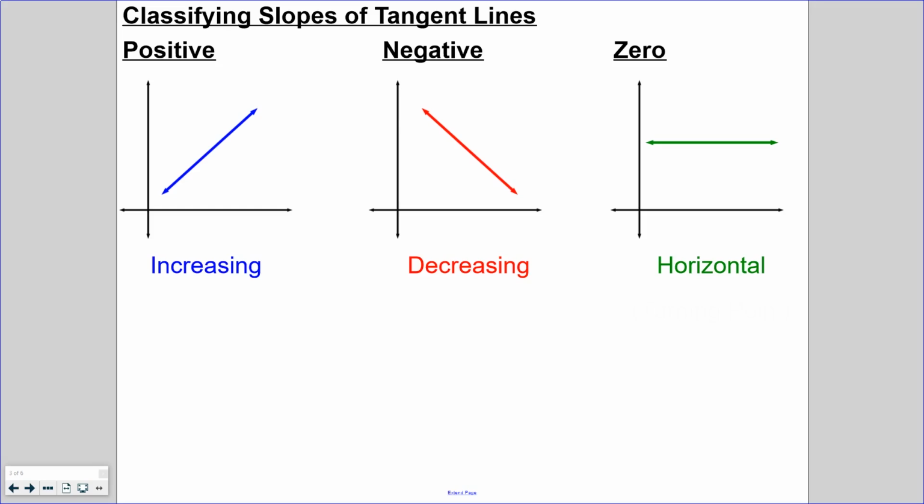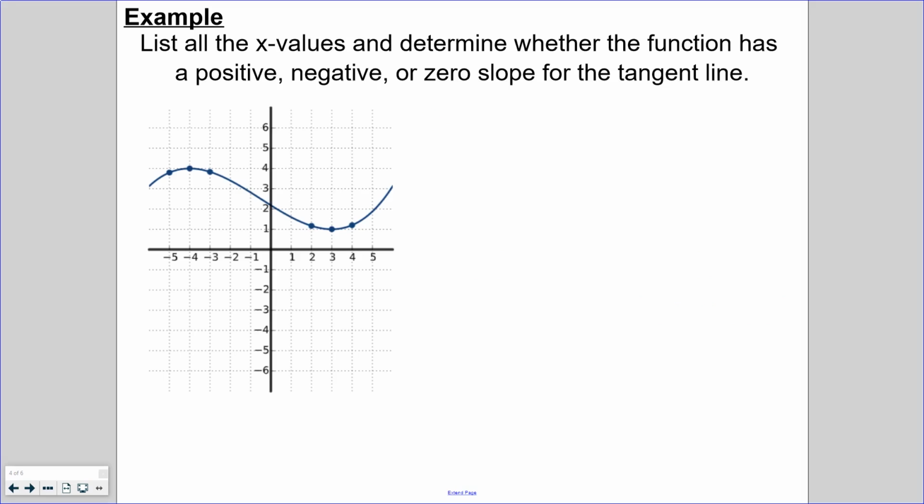And we also said that we can identify horizontal tangent lines at the turning points of the graph. So, quick review: we have a positive slope when the tangent line is increasing, a negative slope when the tangent line is decreasing, and we have a 0 slope when we have a horizontal tangent line, or if we are at a turning point. So let's look at our first example.